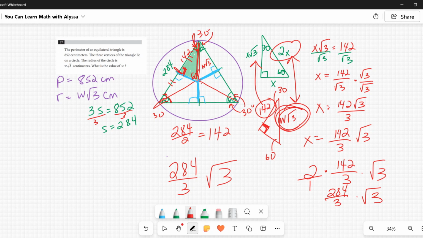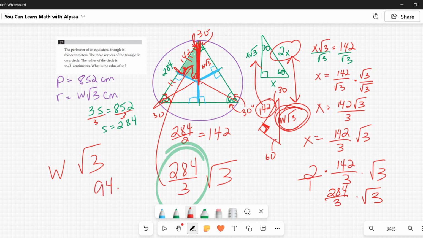So when they said the hypotenuse, which we mentioned is the radius of this circle, it's both. The radius is w times the square root of 3. What is w? W is 284 thirds. That is your answer. And you can also write this as a decimal. The College Board will accept either 94.66 or 94.67.